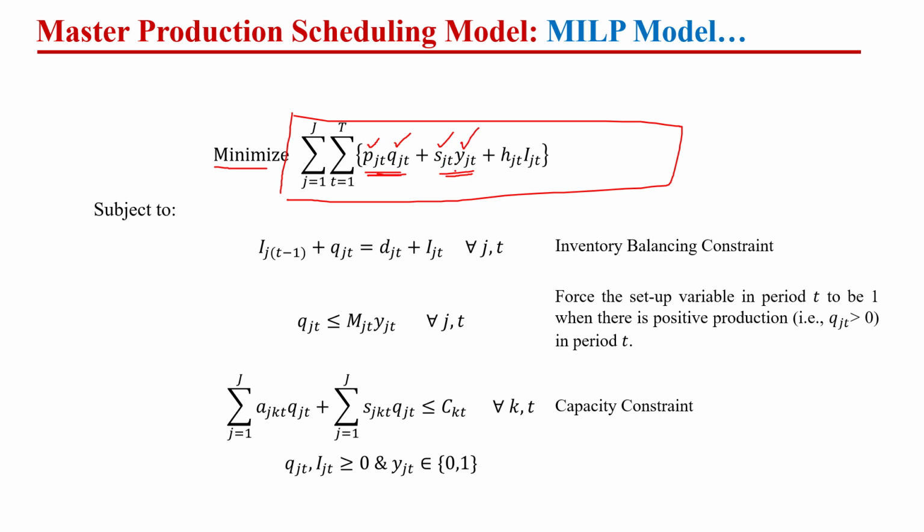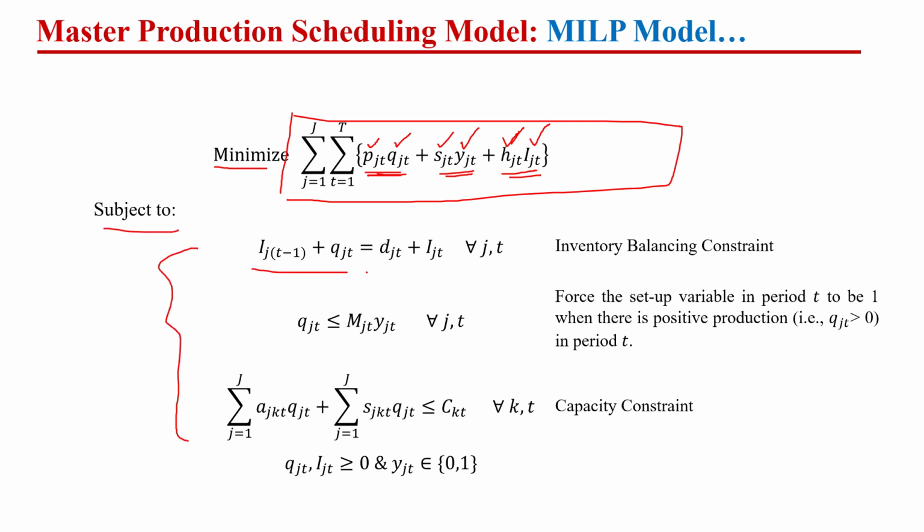This is the binary variable whether we are taking setup of the product J in that time period or not. So this is basically the total holding cost. This is the carrying cost per unit, or you can say holding cost per unit of product J during time period T. This is the inventory. And subject to, we have three types of constraints.